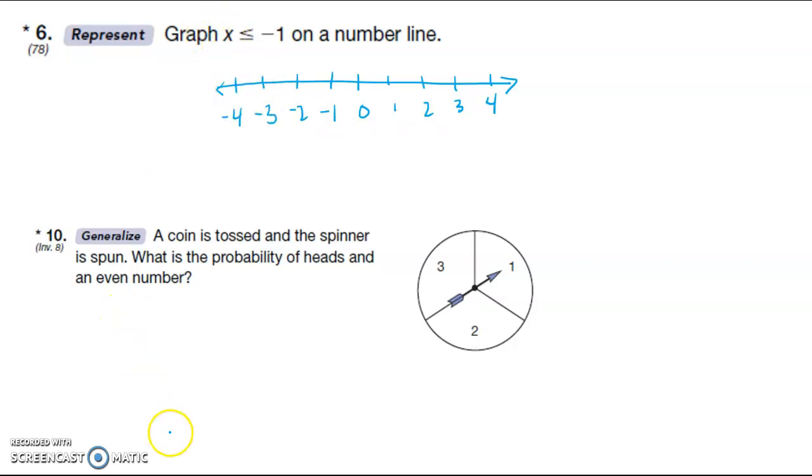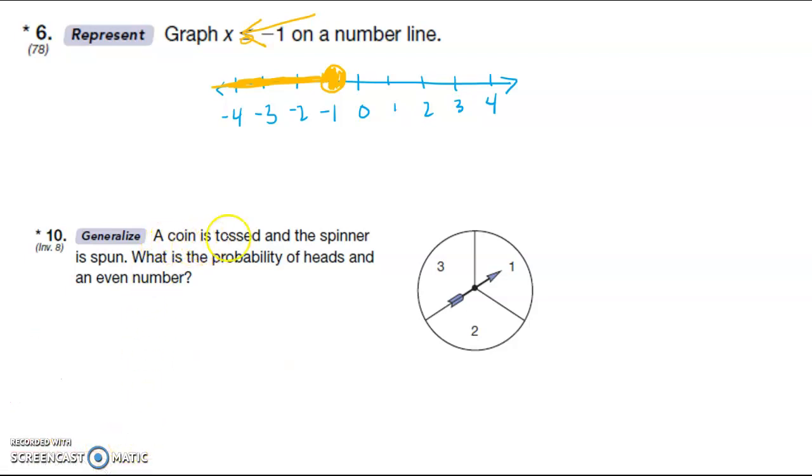But this says graph x is less than or equal to negative 1. So negative 1 is here. Because of this equal to sign, I'm going to fill this in. And then this arrow points that direction, so I'm going to go that direction. Okay?